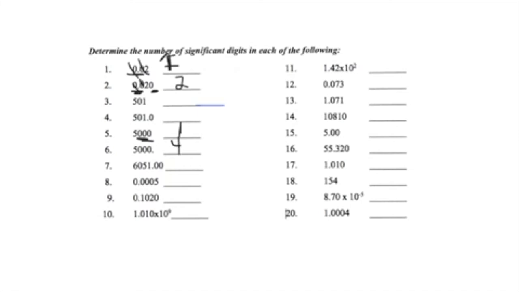What you're really saying is that for number 6, you are more confident in those zeros. Those zeros aren't really guesses except for maybe the last one. Whereas with number 5, all of those zeros are basically guesses.